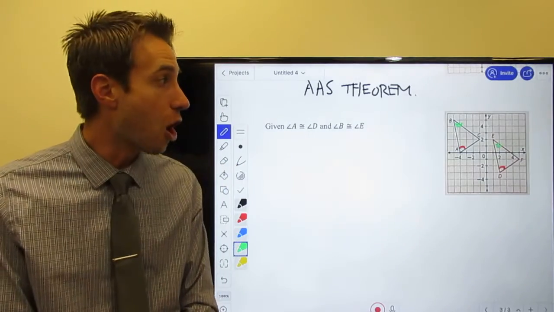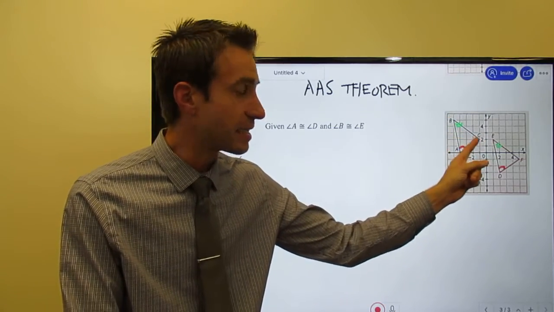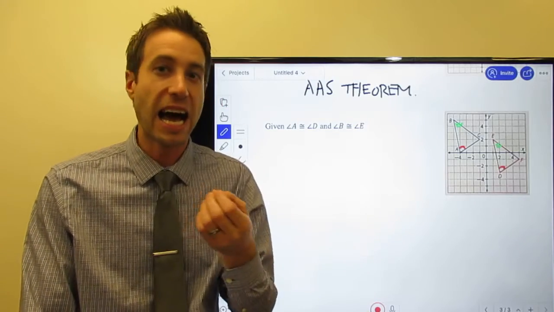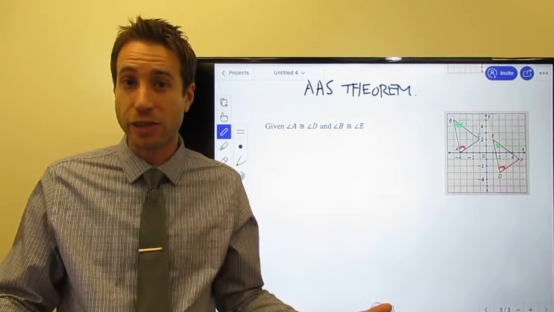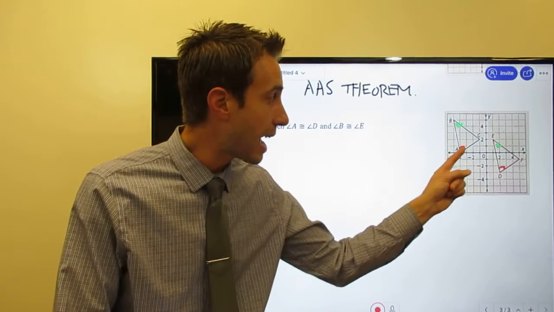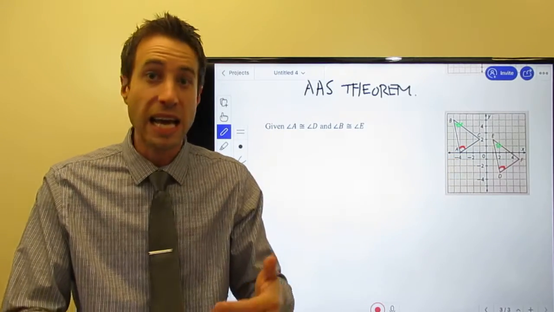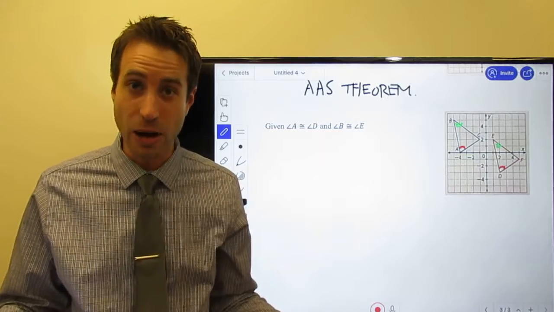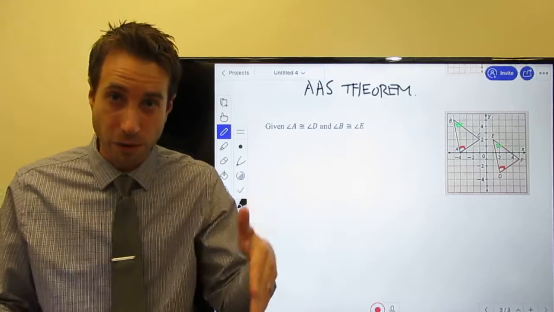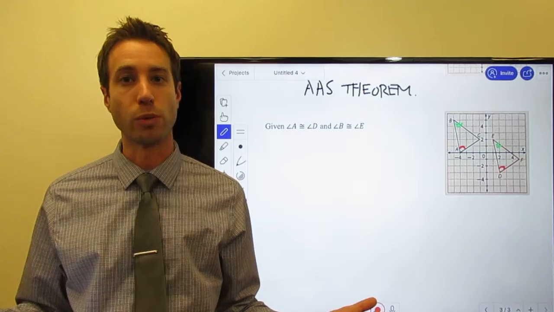Now, here's what I need. I need a non-included side, but please notice that side BC is a diagonal. It doesn't run vertically or horizontally. I can't just count the units, because it's a diagonal line. Same thing here, AC. It's neither horizontal nor vertical. Same thing over here, EF, DF. Neither of those are vertical or horizontal lines. Counting is out. So what do?